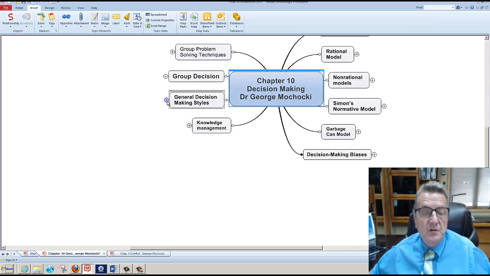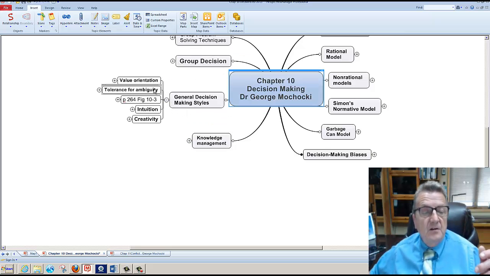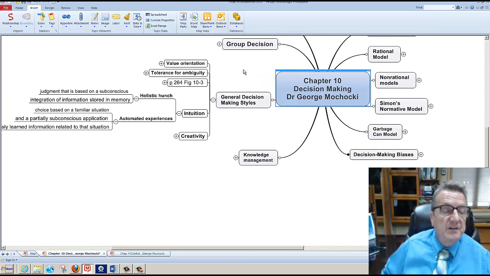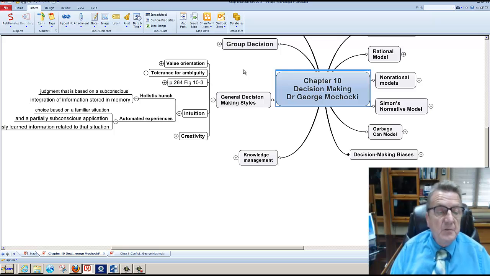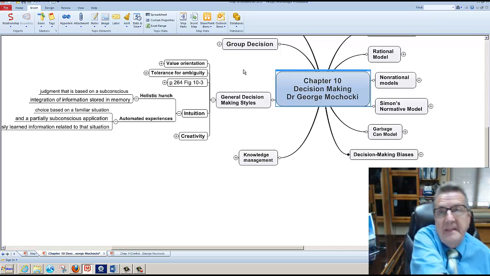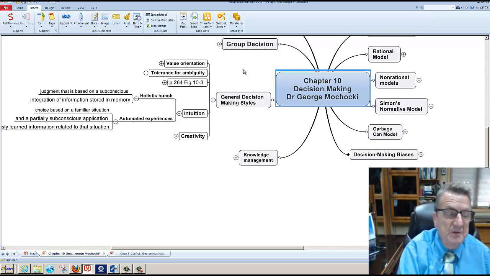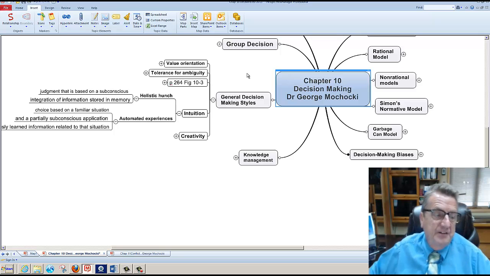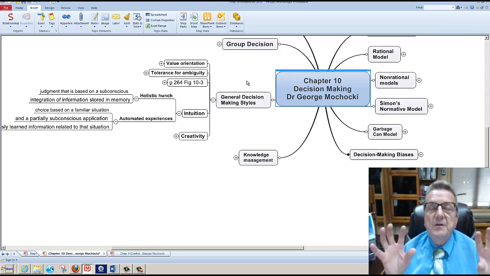Now, the last thing is general decision-making styles, and you look at value orientation, tolerance for ambiguity, intuition, and creativity. Let's go on these two. Holistic approach is when you're looking at it from the author, judgment is based on subconscious integration, information stored in memory. We all have memory that we've built from childhood or something else, and that basically works on our intuition. It comes in automatically, experiences based on familiar situations.